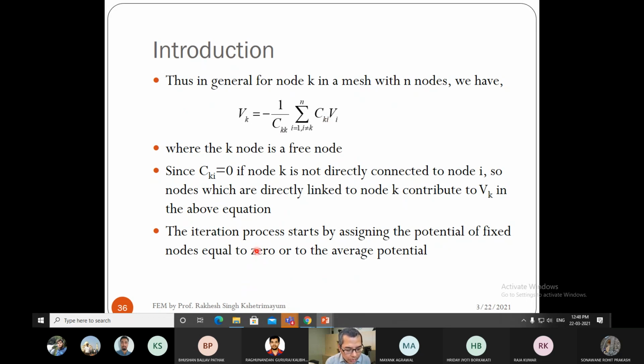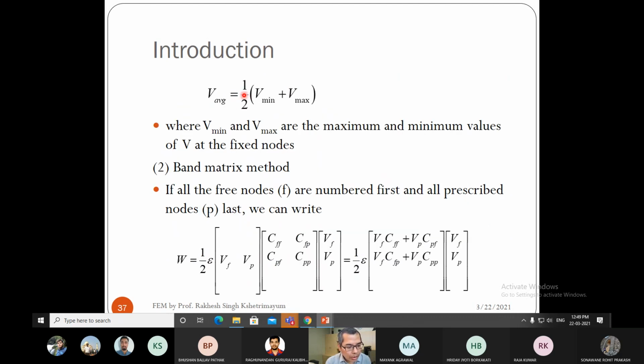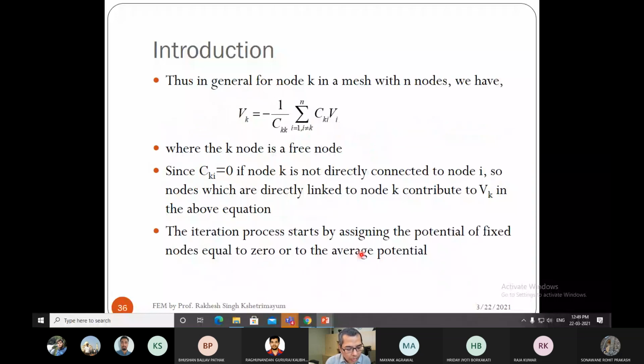So at the starting, this is an iterative method. So what is the initial value you should be taking? The iteration process starts by assigning the potential of the free nodes equal to 0 or to the average potential. So what is the initial value of potential you take for the iteration? Usually it's 0 or the average potential. Average potential is basically half of Bmin plus Bmax. Bmin and Bmax are the minimum and maximum values of the fixed nodes. So the iteration starts by assigning your unknown voltage at the nodes as 0 or the average potential. From there you can do the iteration by using this formula here. You should be able to find out all the node voltages.